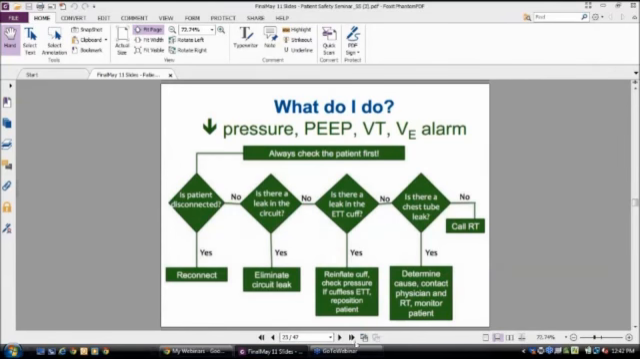Did the patient turn around and pull it off by accident? I work in pediatrics, and kids know how to disconnect their ventilator so that the alarm goes off and people come in the room. So that's generally what happens a lot of the time. So you need to always check for that.